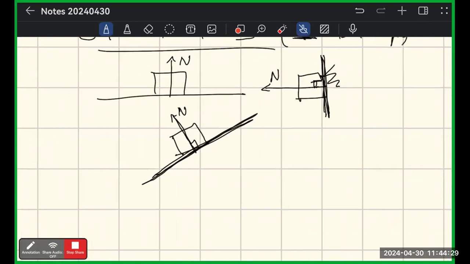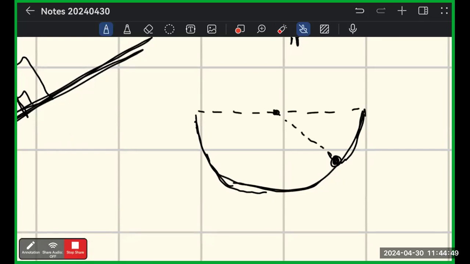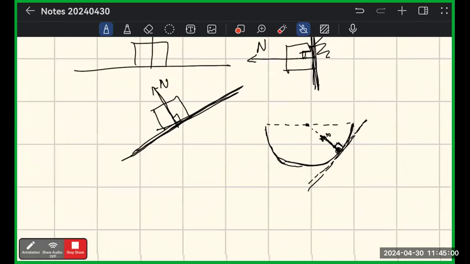Even if you have a bowl, and you have a particle here, imagine the bowl is in a perfect circular shape. You will have the normal force here. It's perpendicular to the plane that it touches. So the plane that it touches is here. It's perpendicular. Okay, that's it.